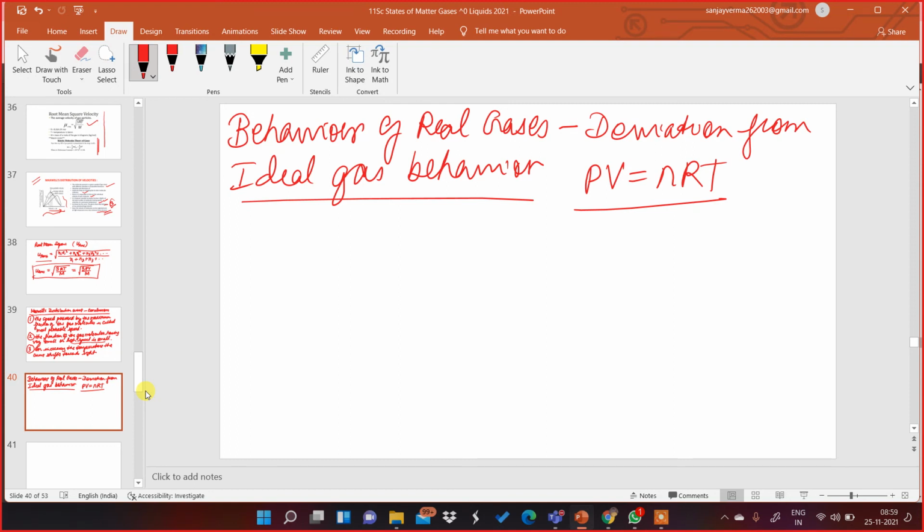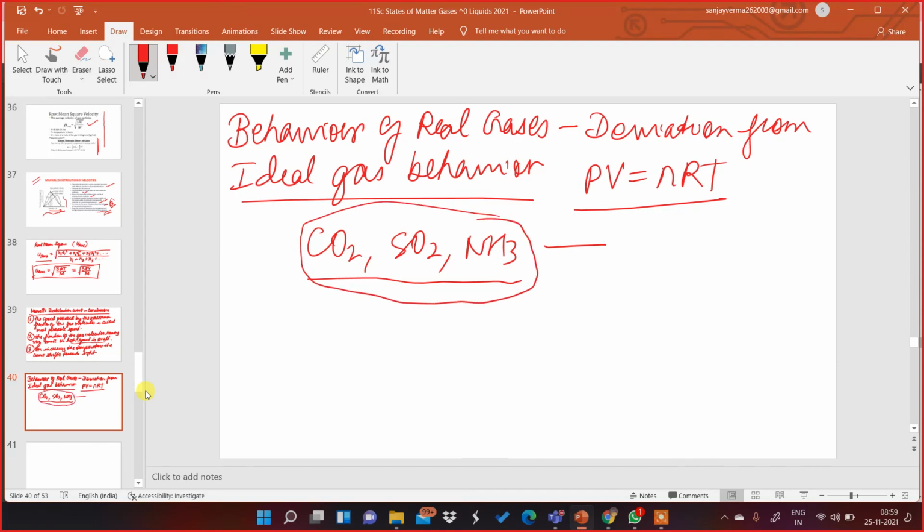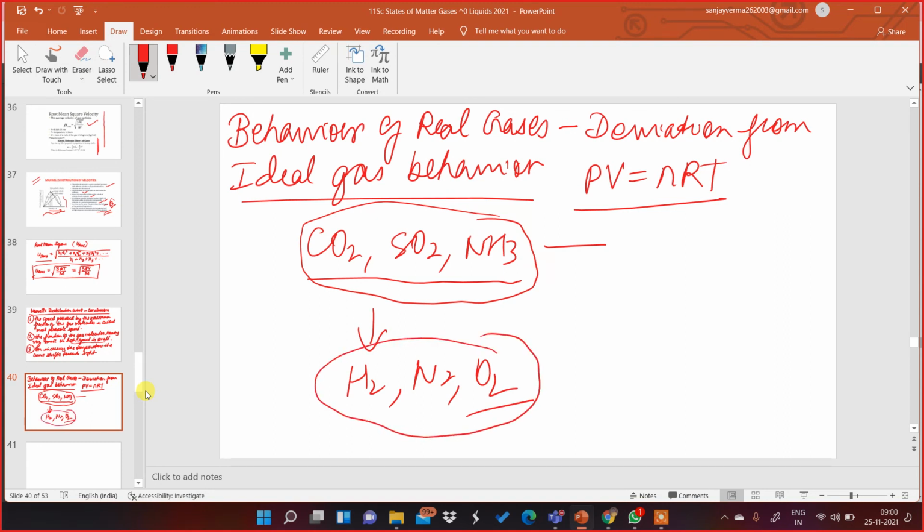Now, for example, carbon dioxide. If we talk about carbon dioxide gas or sulfur dioxide gas or ammonia gas, these are soluble in water and they can be easily liquefied. Such gases which are soluble in water and can be easily liquefied show large deviation from the real gas behavior, other than gases like hydrogen or nitrogen or oxygen, which are insoluble in water and are not easily liquefied. So this is one important point to remember.